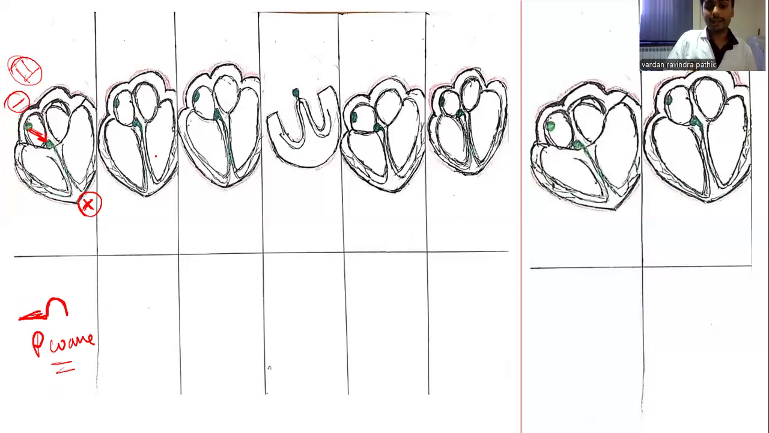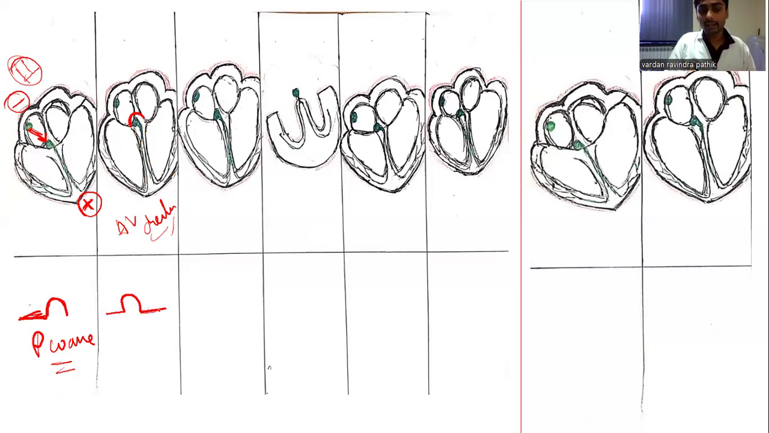Now, we know the AV delay. AV delay will accumulate this electrical activity for a fraction of a moment, and this will lead to a flat line because here the impulse is stopped, right? So this is going to be like that. First the P wave, then a flat line.